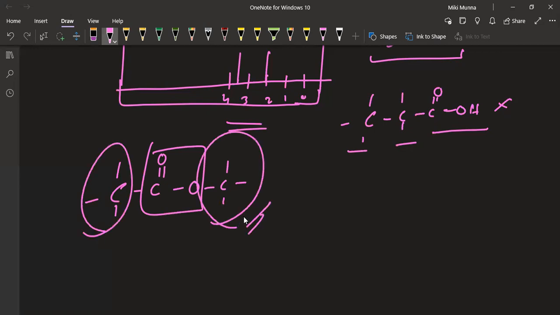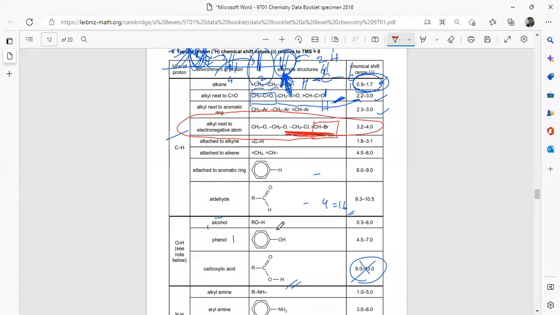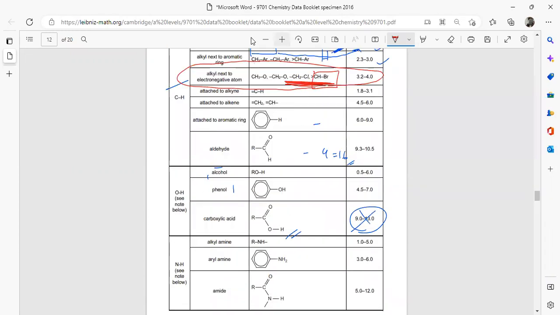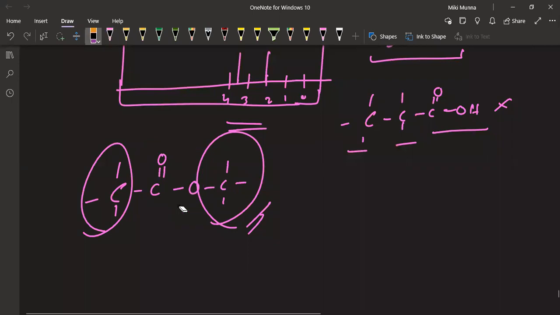Now, the ester itself does not give us any environment. Let's see if it does or not. Let's see the data booklet. Does the ester give itself any? No, the ester itself does not give any environment. That means we have to observe the double bond O. So the ester itself won't give us any environment.